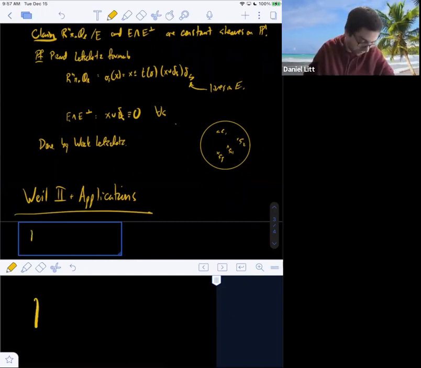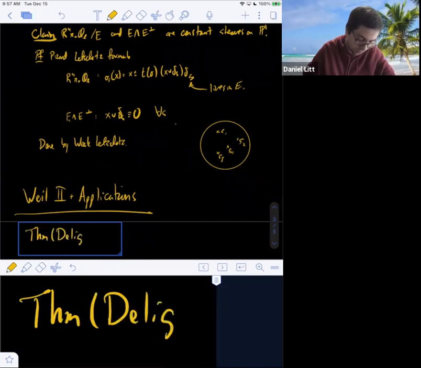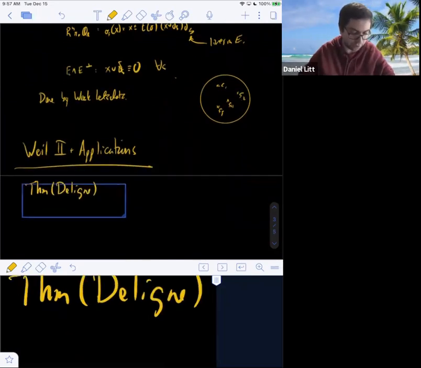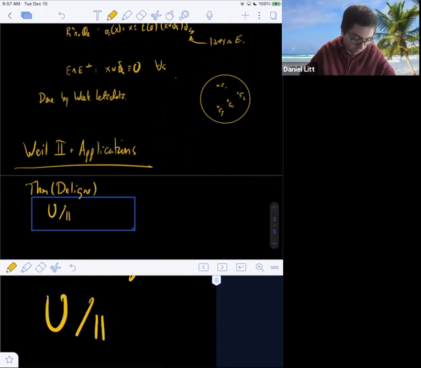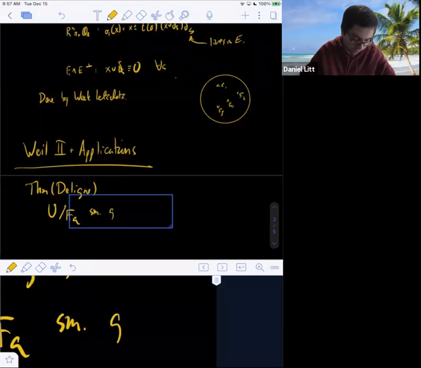Okay, so here's the theorem of Deligne. This is a special case of Weil II, but it's illustrative, and it's the main input. So let's suppose U is a smooth geometrically connected curve, maybe not proper.